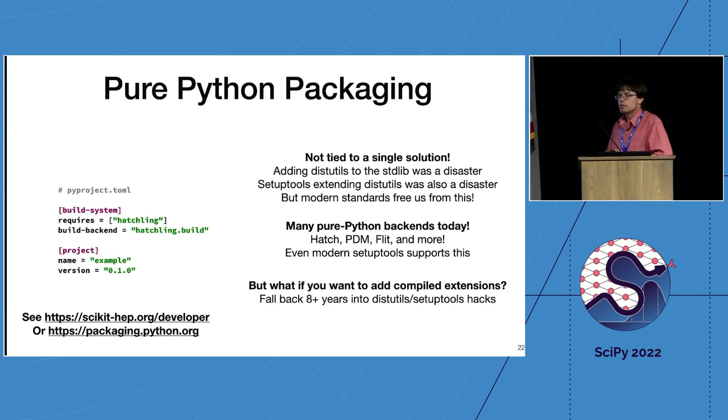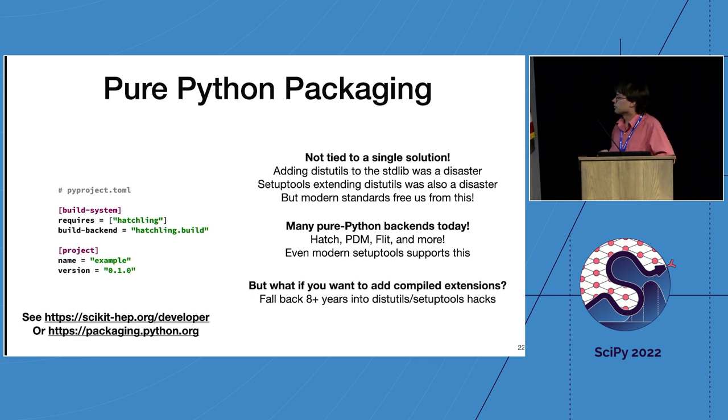Now the situation is actually much nicer if you're doing a pure Python package. If you write a pure Python package, this is all you need nowadays. This is actually a complete Python project description. This is using Hatchling, which is a really nice tool to use for this. And then this is all you need. You can put a bit more, and I would recommend putting a bit more.